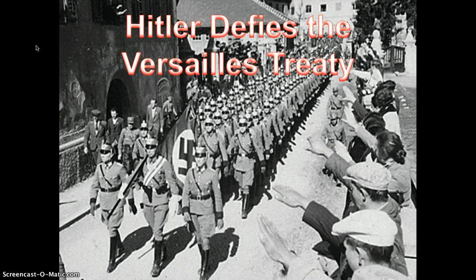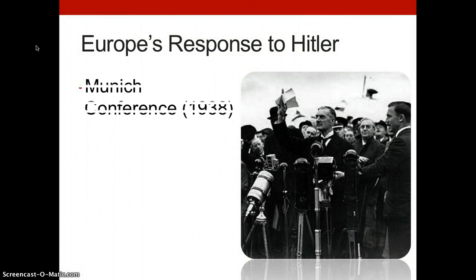Oh no, Hitler, that's not very nice. You shouldn't do that. Eventually, Europe has to respond to him, and they respond at the Munich Conference in 1938. Britain, France, Germany, and Italy meet in Munich, Germany to discuss the crisis in Czechoslovakia, and they come up with the Munich Pact, an agreement among these powers to allow Hitler to annex the Sudetenland as long as he promises to just stop there.